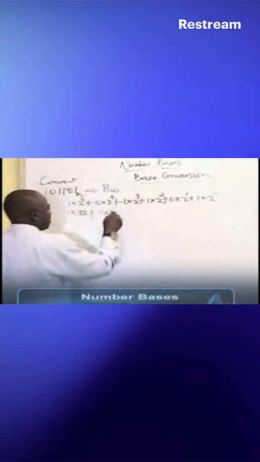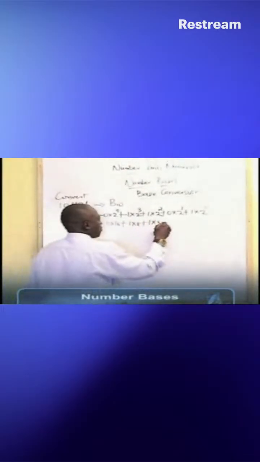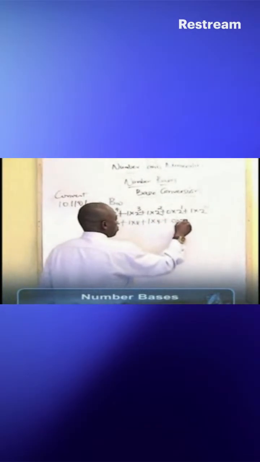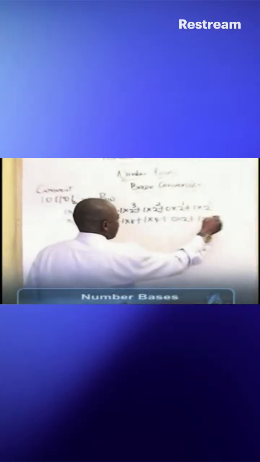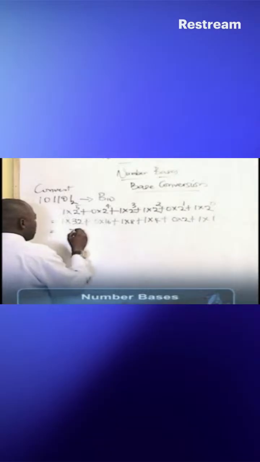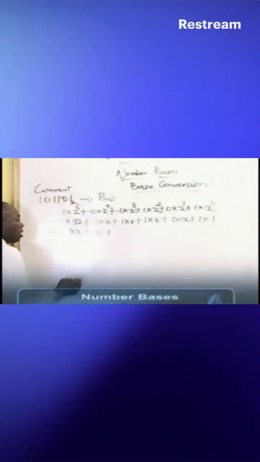0 times 16 plus 1 times 8 plus 1 times 4 plus 0 times 2 plus 1 times any number raised to power 0 is 1. So you come back here again, you have 1 times 32 is 32. 0 times 16 is 0. Any number multiplied by 0 gives you 0.